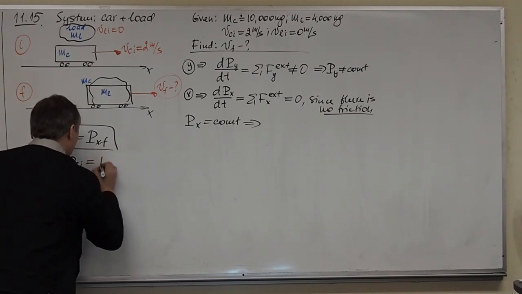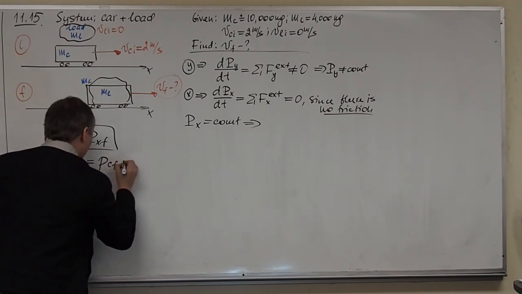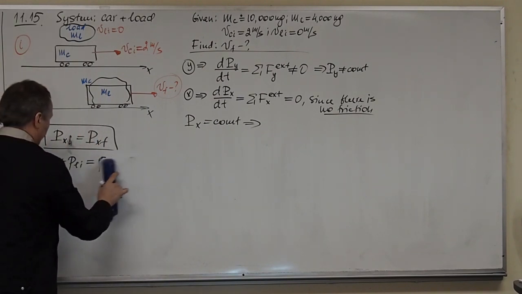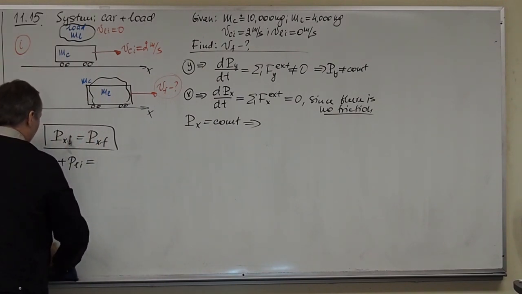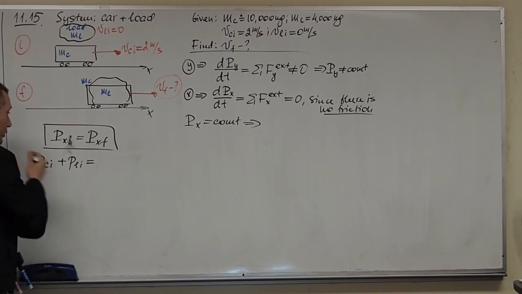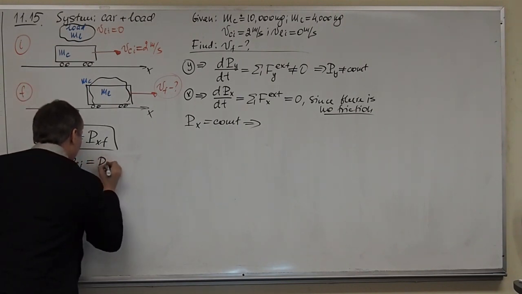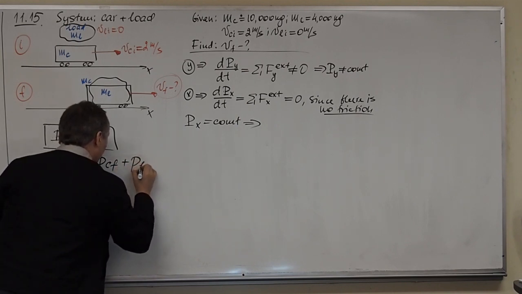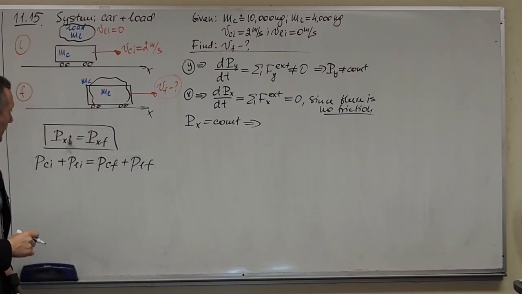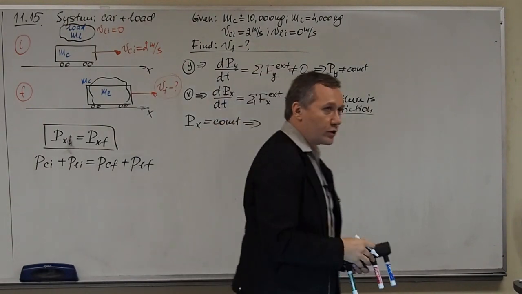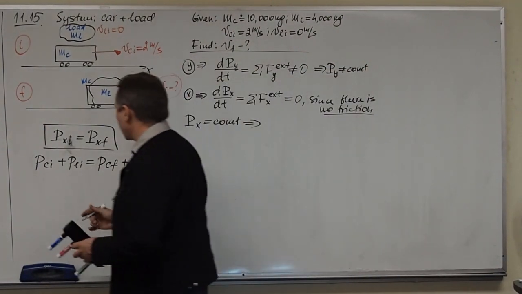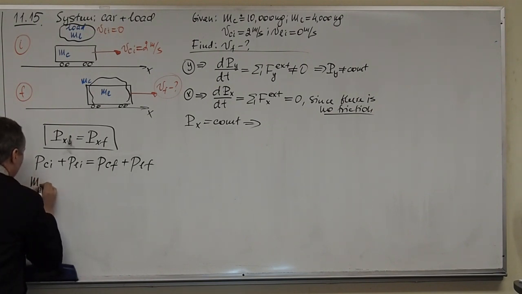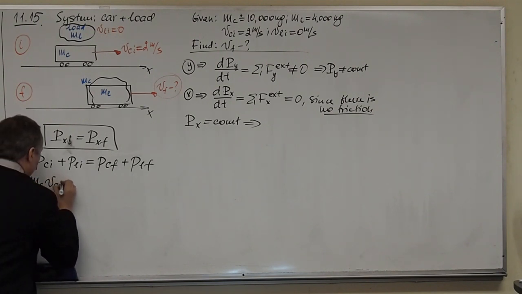The total linear momentum after is equal to the linear momentum of the car final plus the linear momentum of the load final. Okay, so now of course we know the definition of linear momentum. It's mass times velocity. Of course, I can write it explicitly. So it will be m car v car initial.